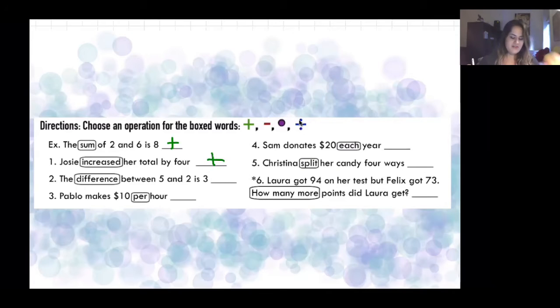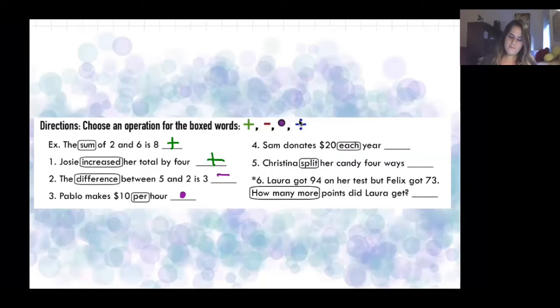Number 2, the difference between 5 and 2 is 3. What operation goes with difference? If you put subtraction, you're in good shape. Number 3, Pablo makes $10 per hour. The word circled is per. What operation goes with per? If you said multiplication, you're correct. Per means you got to multiply by something. So $10 per hour, if you work 2 hours, you make 20 because it's 10 times 2.